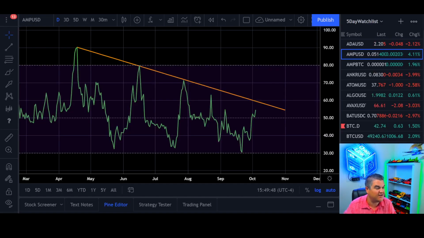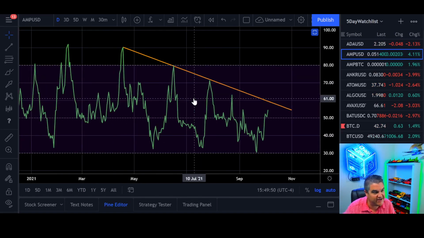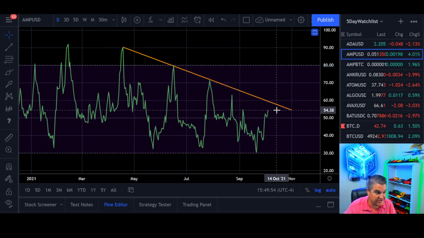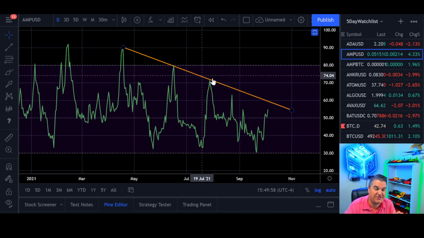All right, let's see what else we got. The AMP on the RSI. What do we got here? Well, we got macro lower highs. So this is obviously not great, but so is Bitcoin. A lot of coins are looking very similar to this. So not a huge concern.